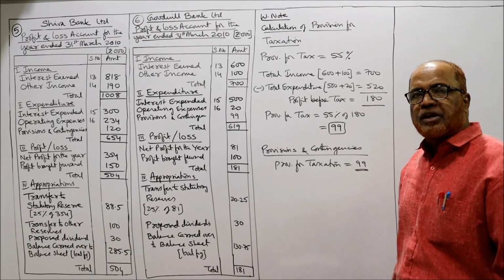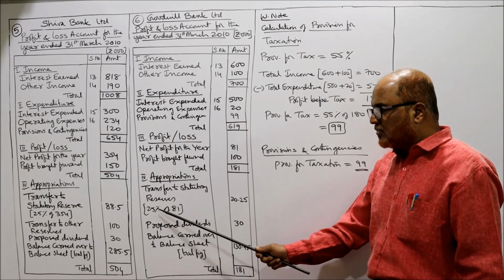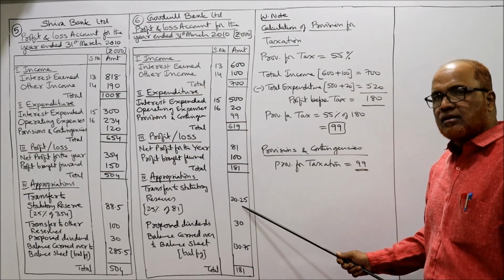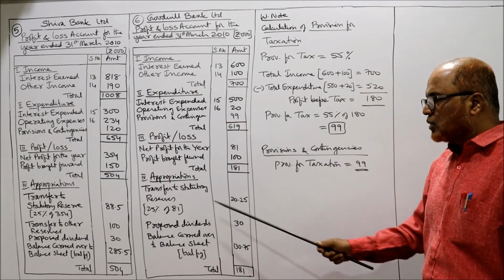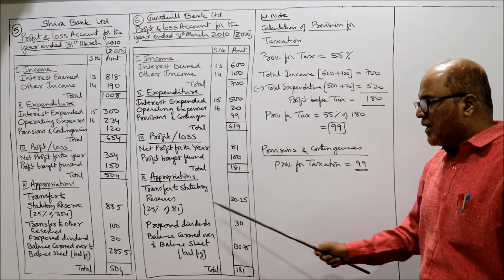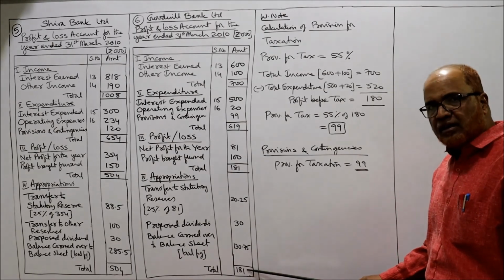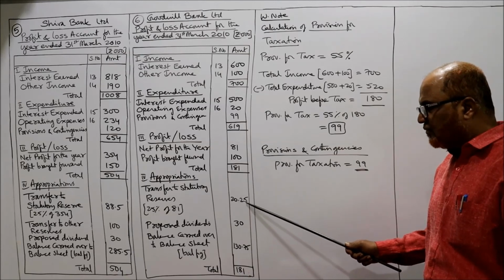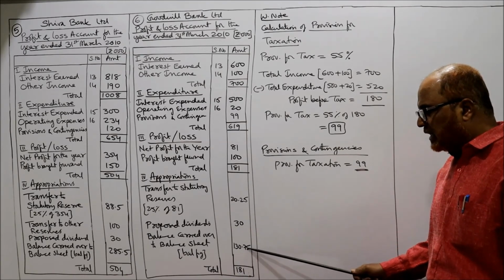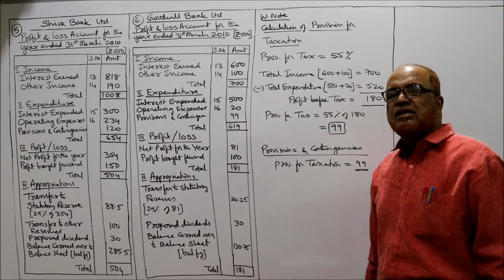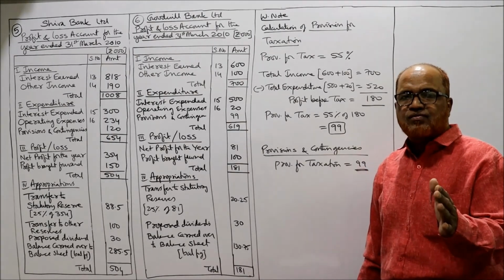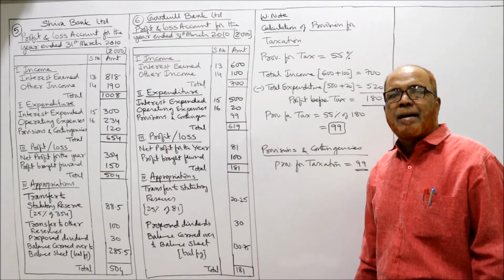Now we have to make the appropriations. Transfer to statutory reserve 25% of 81. 25% of 81 is 20.5. Proposed dividend is 30. Now total profit 181. 181 minus 20.5 minus 30, you will get 130.75. This is the balance transferred, carried over to balance sheet.